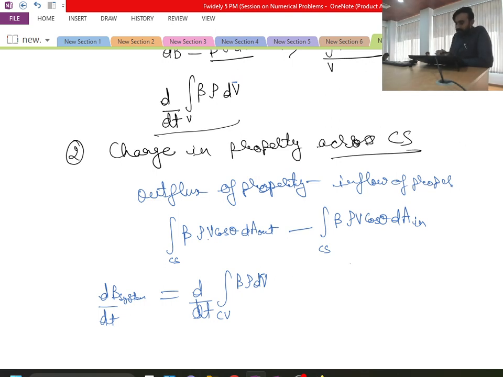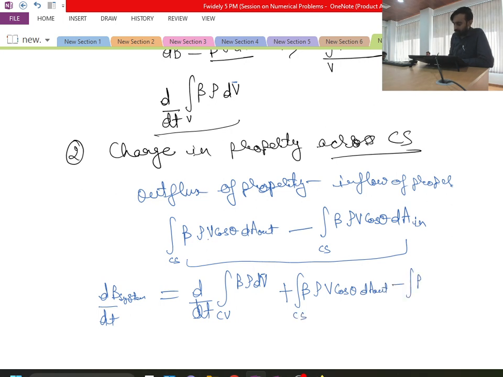Then this is the change within the control volume, and then I will have the change across the boundary of the control surface. So that change is this one. How much is this change? Integral over control surface beta rho V cos theta dA out minus integral of beta rho V cos theta dA in. Is this point clear?